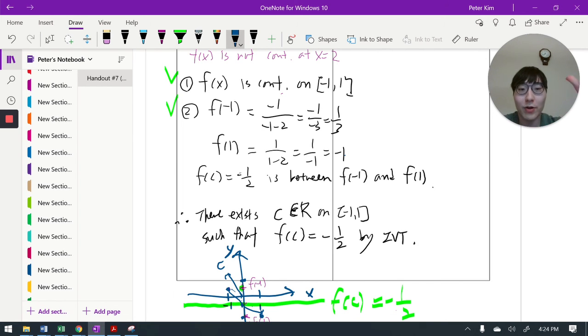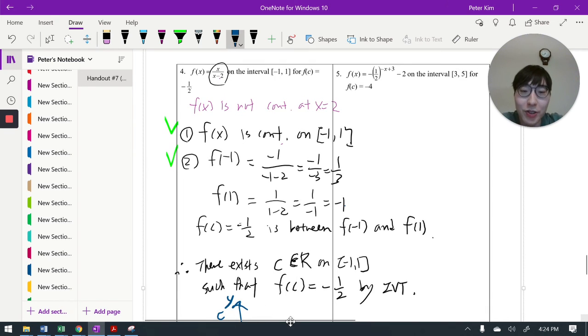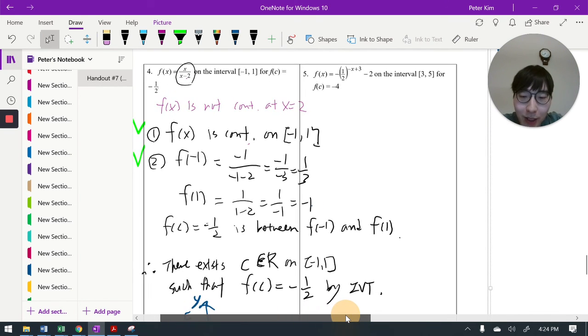All right, that's all there is to it. It's just an existence theorem, that there exists something that satisfies the condition that is given.